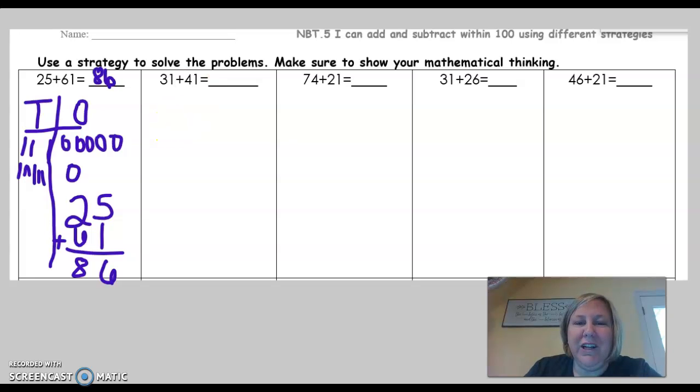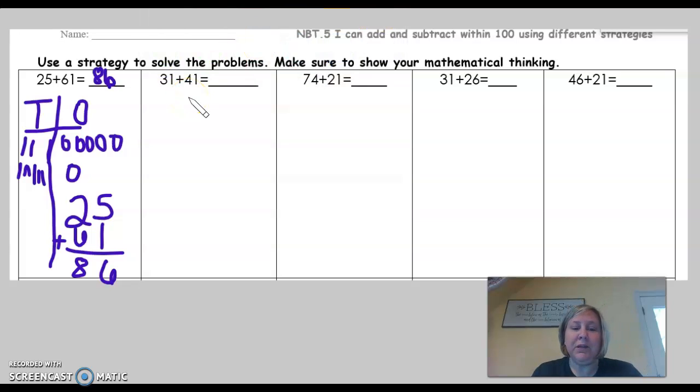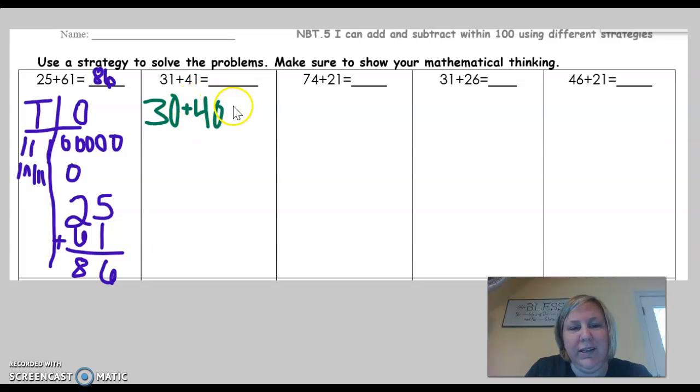Now let's say that the strategy that I really like to use is the breaking apart strategy. So if I chose that strategy because I'm really good at it and I really understand it and I always get my answers right, then I might choose to show that one, 31 plus 41. And when I write it, I'm not going to worry about all those parentheses. I'm just going to say, okay, well, I know my tens, so I'm going to do 30 plus 40 equals, what does that equal? That's right, 70. Oops, that 7 looks more like a 1. 70.